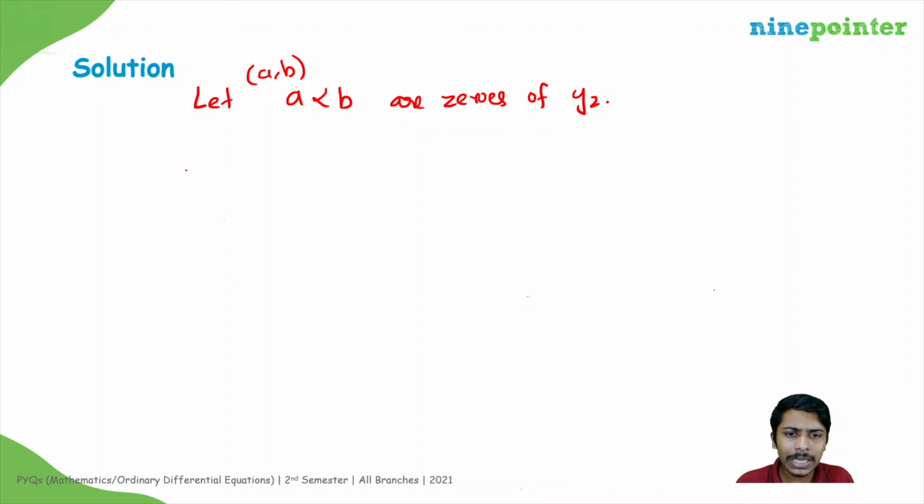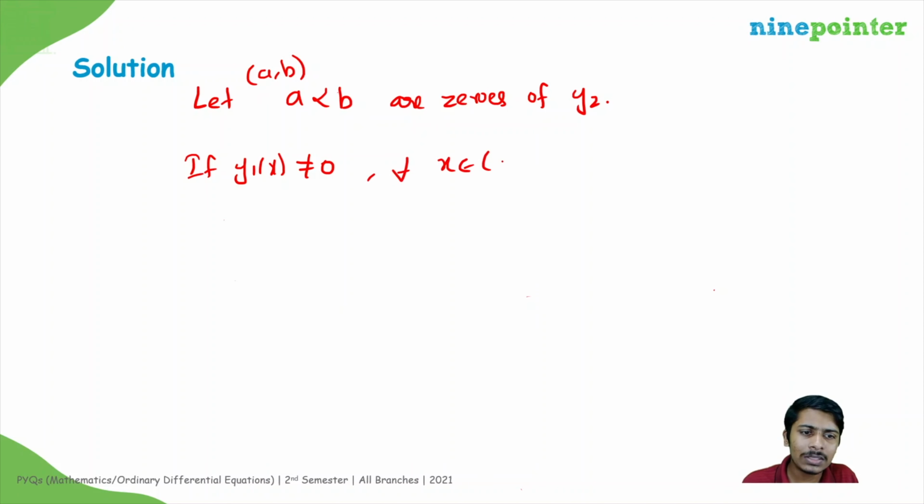Okay. Now let's take the case where this function y1 is non-zero for all x in between a and b. I am claiming that if the function y1 is not 0 anywhere in the interval a b, let me check if that is actually possible. If that happens, I can define a function y2 by y1 on the closed interval ab.